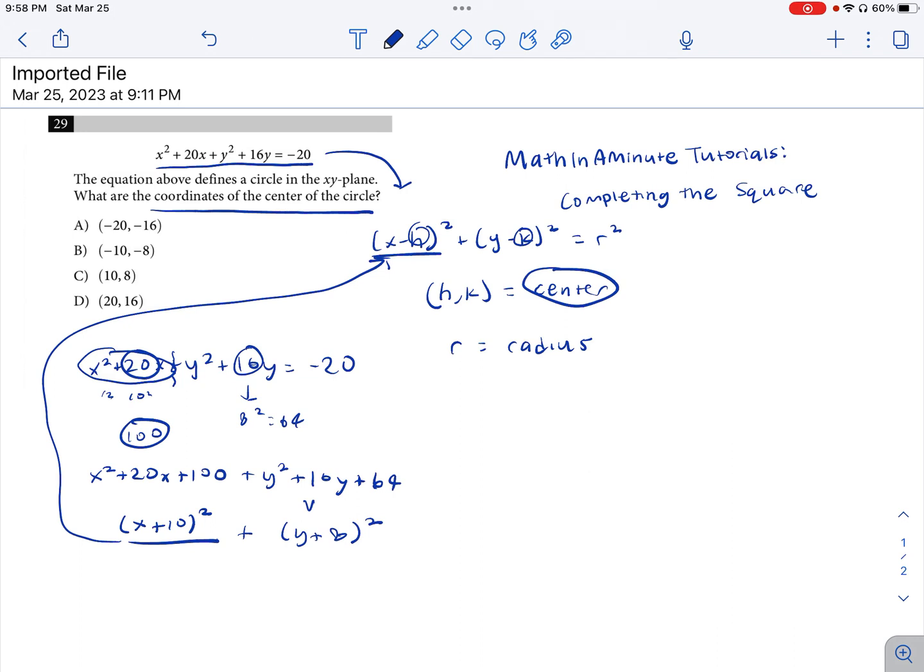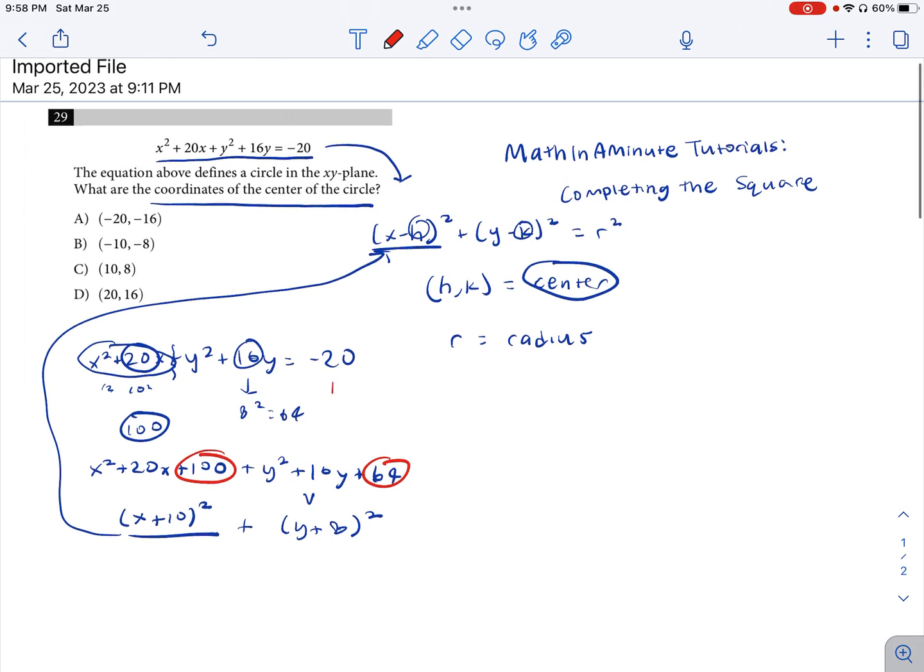Now, this is an important part if you're trying to find the radius, is that you have to acknowledge that we've added these numbers to the left side of the equation. So whatever you do to the left, you have to do to the right. So you have to add 64 to the negative 20 on the right side, and 100, which totals out to be 144, which is convenient because if you square root this, you get 12, which is the radius of this circle. But that's not what we're looking for, right? We're looking for the center of the circle.